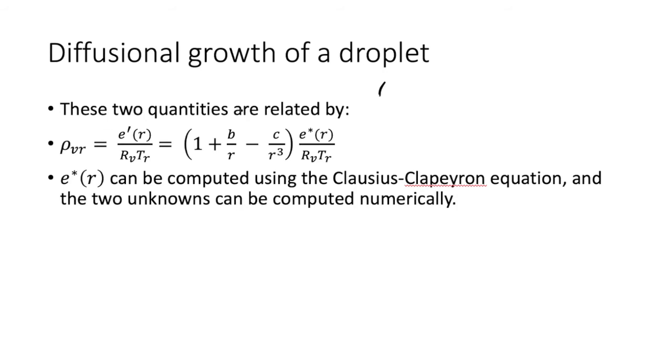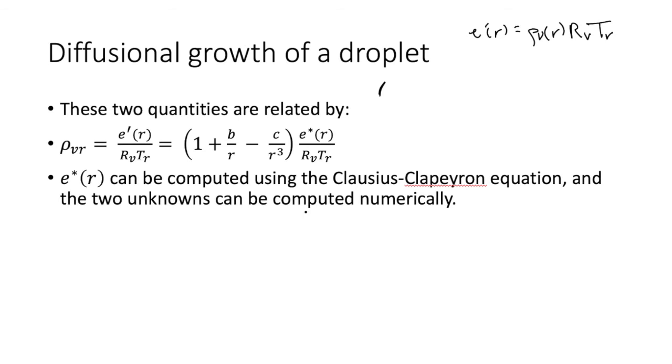These we can constrain, but also the water vapor field is an ideal gas, and so E prime of R equals rho VR times R of the vapor, T of the vapor near the droplet. And so now this gives us another relationship between these two that we can compute. E star of R, this we know, thanks to the Clausius-Clapeyron equation. So now we have two equations for two unknowns and we can solve for rho VR and TR.